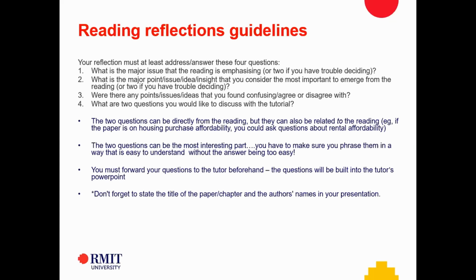So the major issue that the reader is emphasising. There's probably one significant point you're trying to make. If it's a good chapter, if it's a good article, there should be, but maybe there's 2. You can say, okay, tell us 2. So that's one thing, but what resonates with you? What do you think was the most important thing to emerge from it? They may not be the same thing, by the way. You might think, well, look, this is what really resonated with me. So let's hear about it.